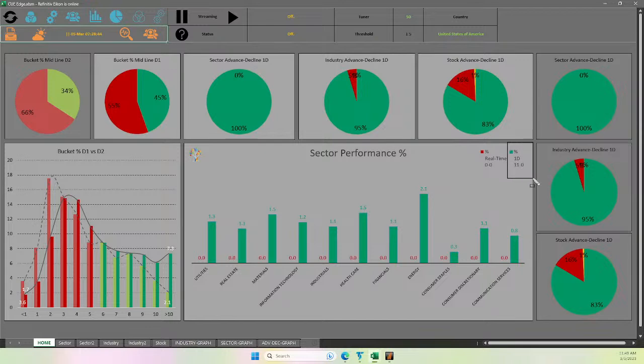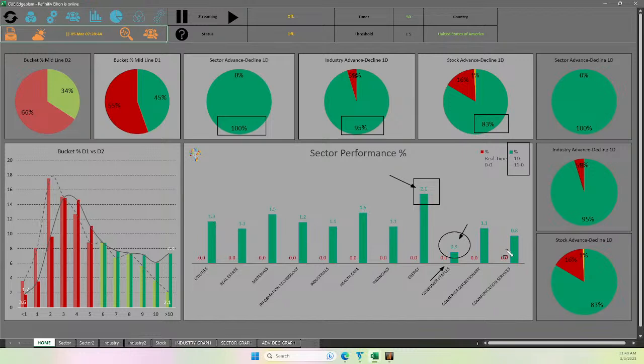On Friday, all sectors were up, 100%. All sectors were up, 95% of industries were up, 83% of stocks. Very bullish day. Now, which sector was up the most? Energy, 2.1%. The weakest was still positive, but the weakest one was consumer staples, 0.3%. That is a defensive sector.